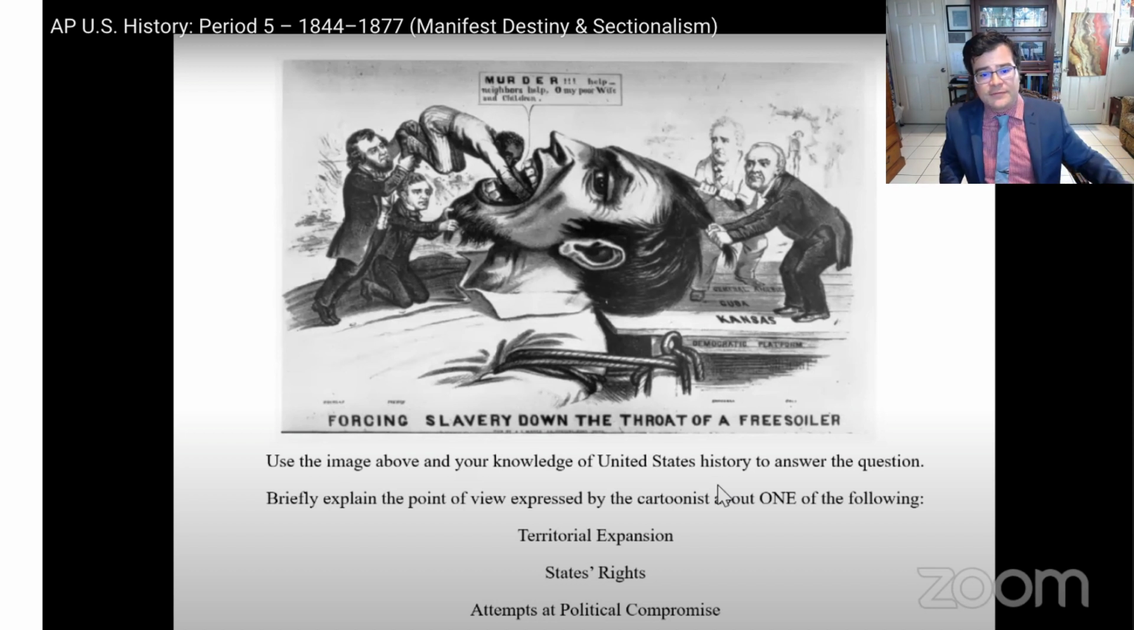This is an anti-slavery political cartoon, okay? The Democratic platform, they were pro-slavery, so they're holding down the free soiler and they're shoving slavery down his throat. So this is not easy to look at.